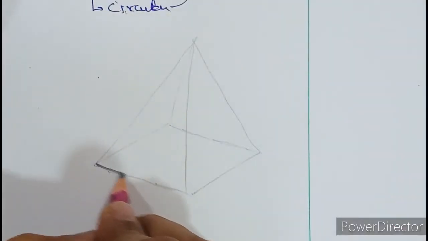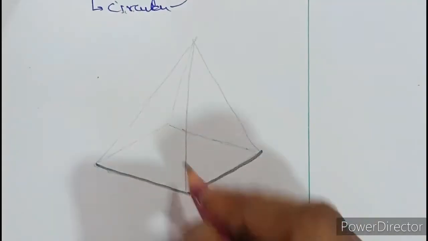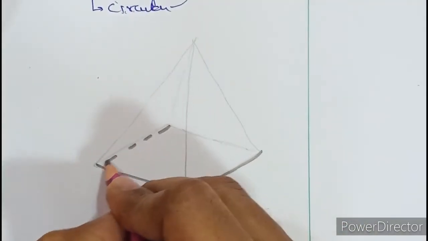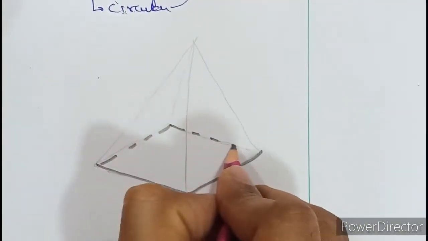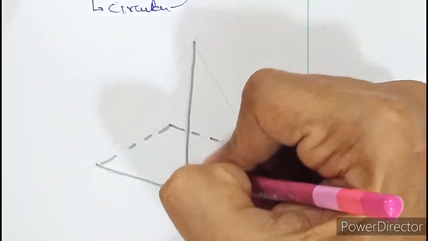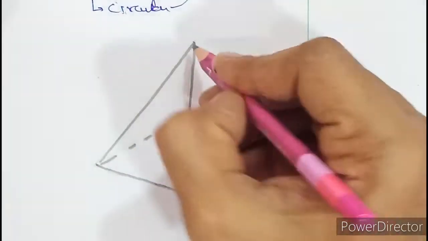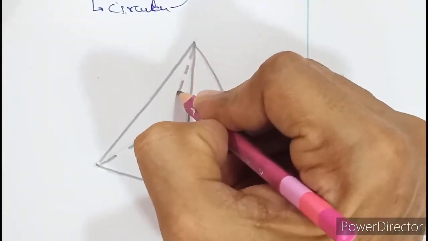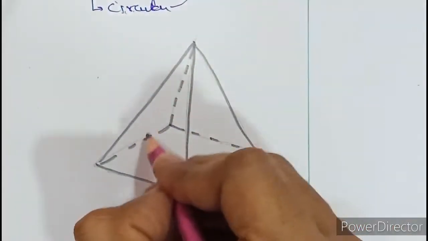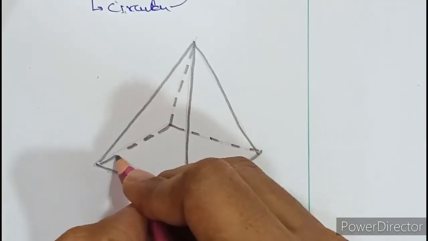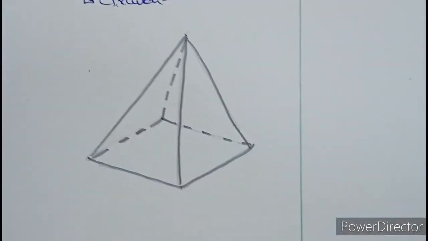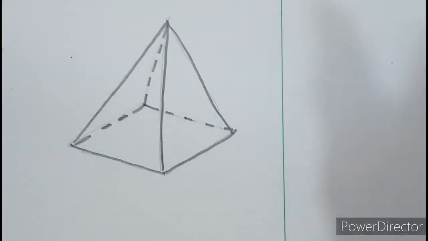If I darken it, these are the base. This is the base of the pyramid. These are the various edges. We have studied in orthographic also: edge means line, corner means point, and surface is a type of area. So this is how a square pyramid looks.